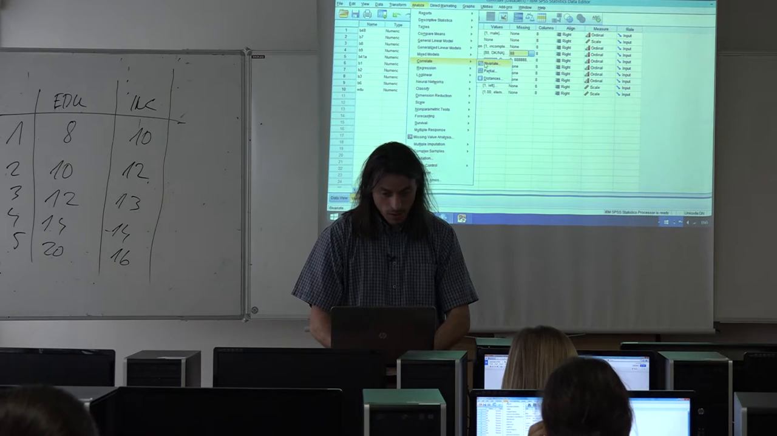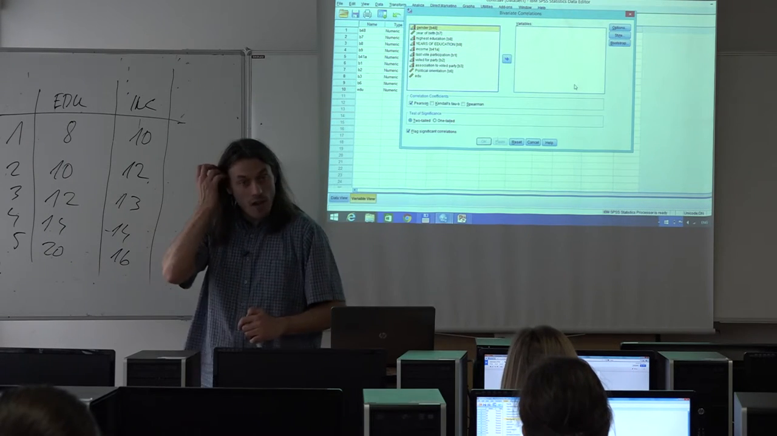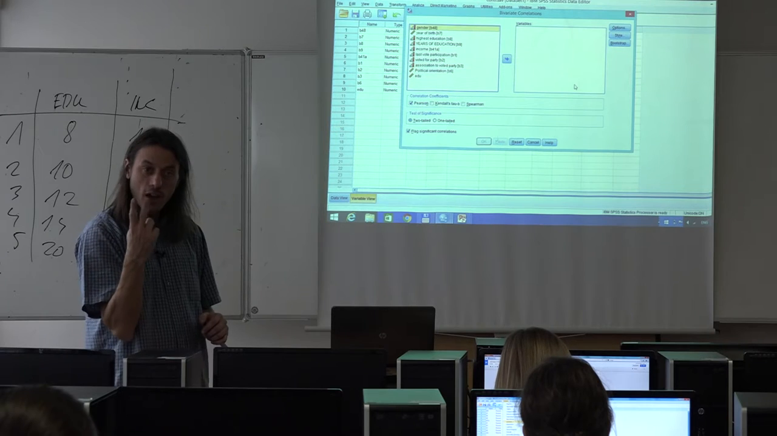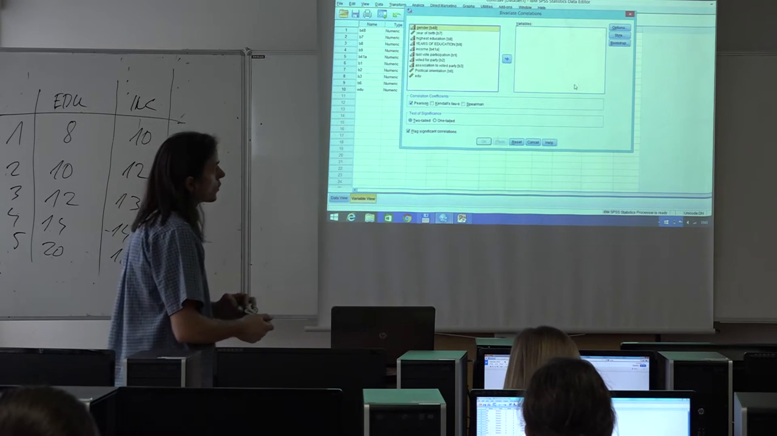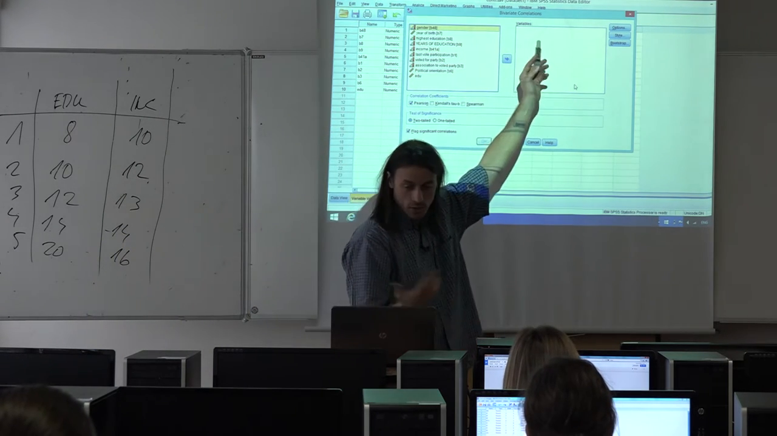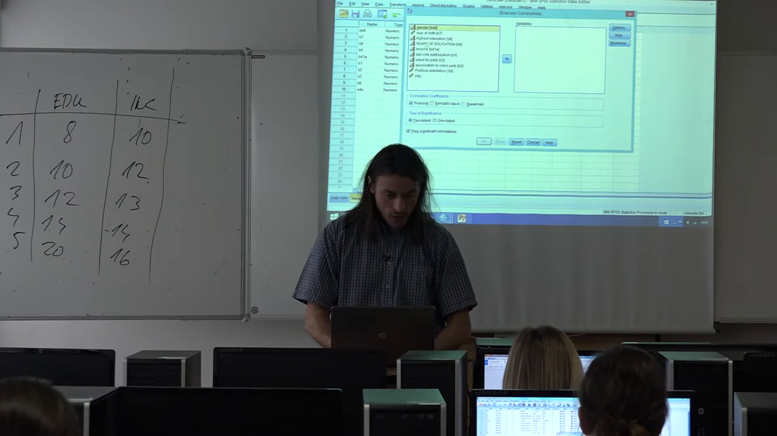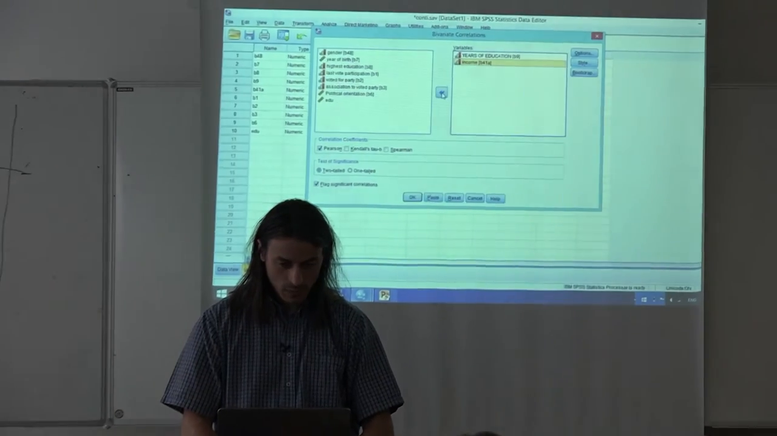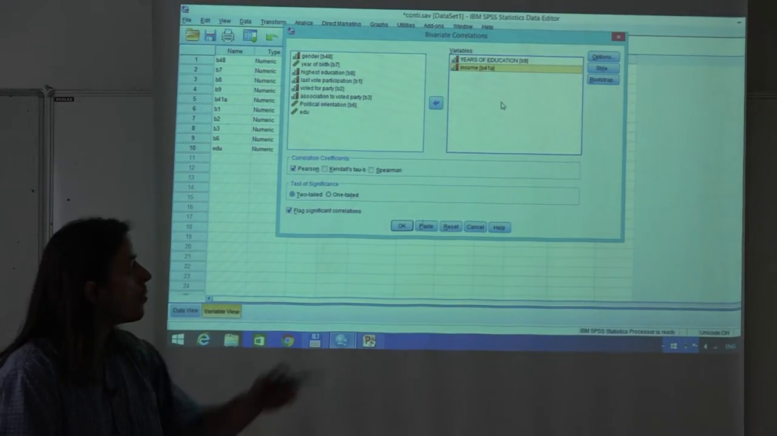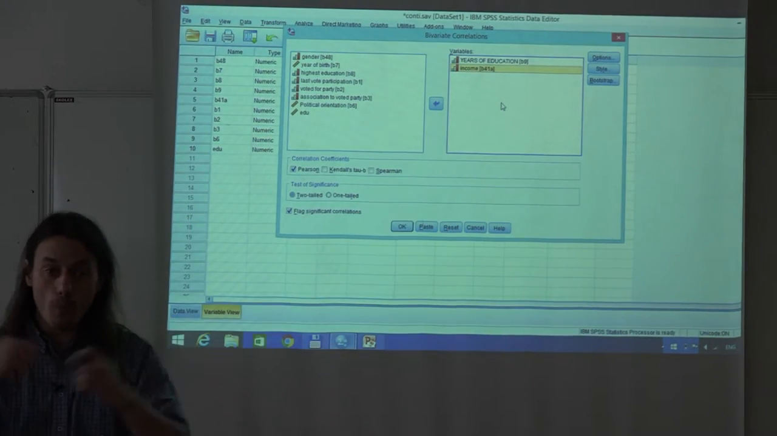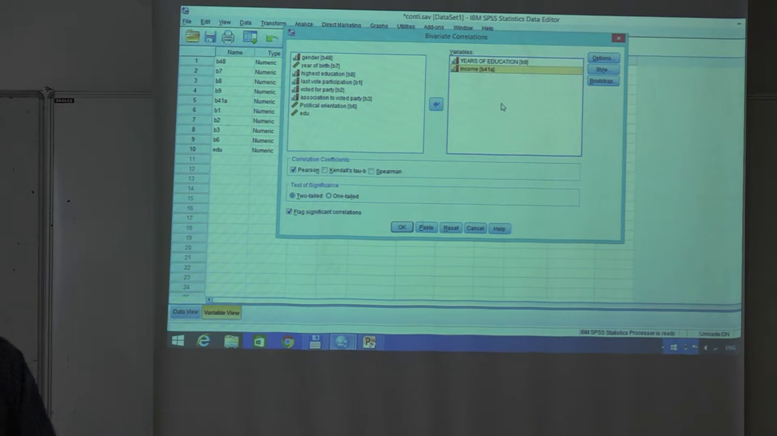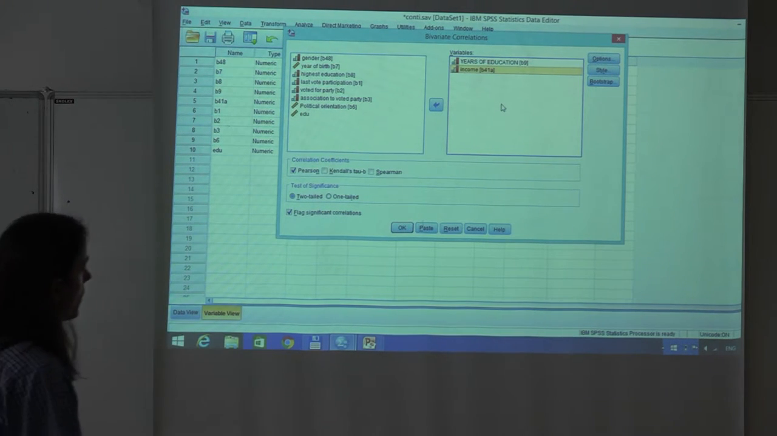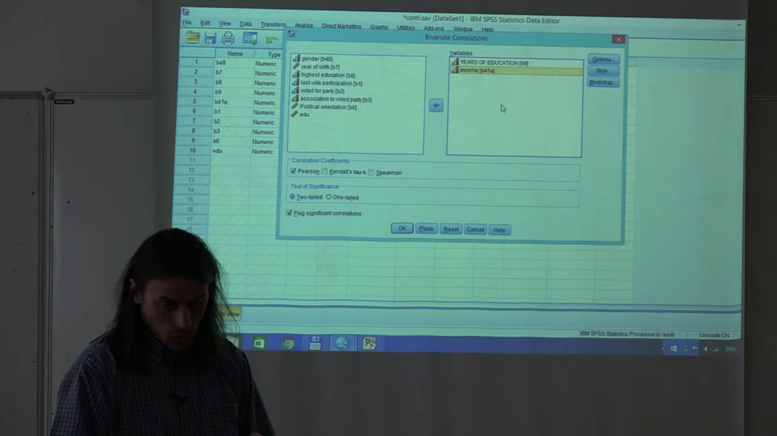Okay. So the dialogue is quite simple. You take at least two variables for which you would like to compute the correlation coefficient and move them to the right window. So in our case, it is years of education and income. You can add more than two variables, and then all pair correlations will be computed for you. But we don't need it, so that's it.